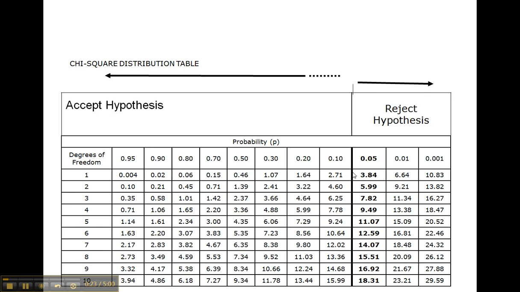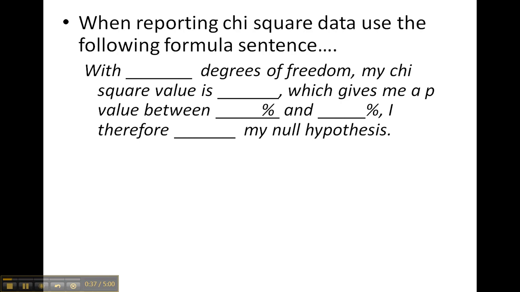Now, I would say that that 3.6 falls about right here. So I would say it is to the right of this line. So it's between 5 and 10%. So let's look at how you state this. When reporting chi-square data, use the following formula sentence. So with blank degrees of freedom, my chi-square value is blank, which gives me a p-value between blank and blank percent. Therefore, I blank my null hypothesis.